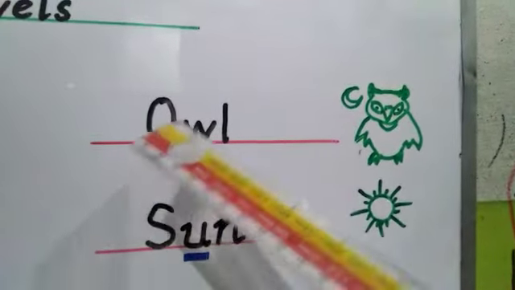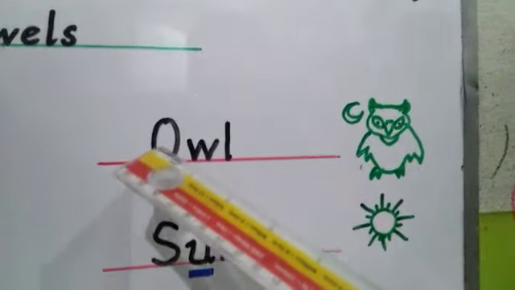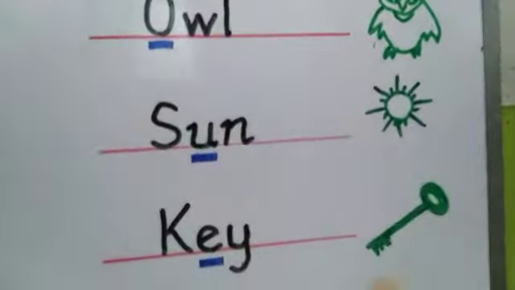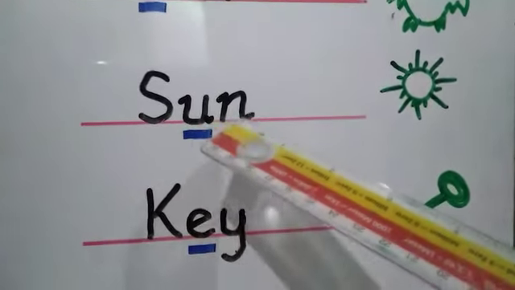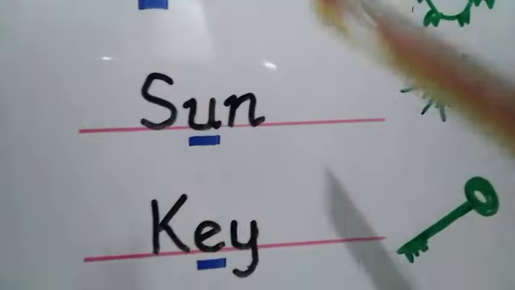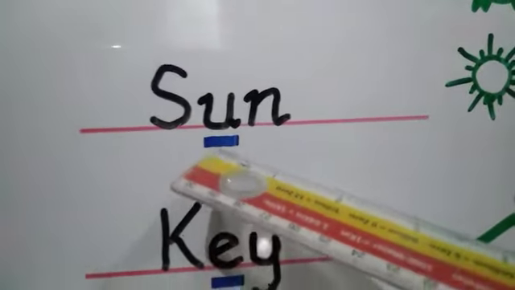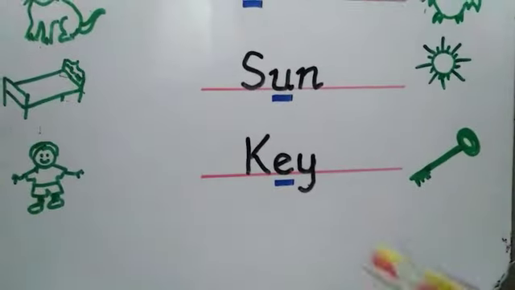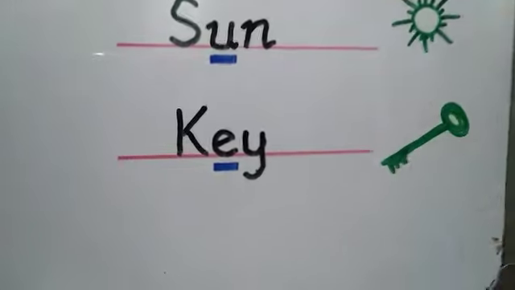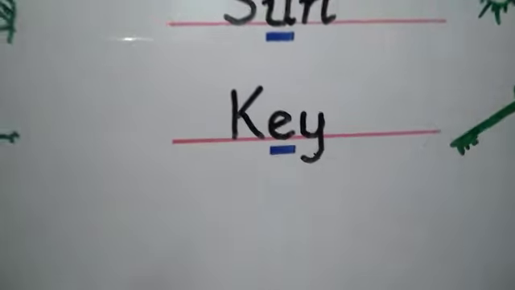And O-W-L, owl. In this word, O is a vowel. S-U-N, sun. And where is the vowel? Vowel is between S and N, I mean U. U is a vowel here. And the last word is key. K-E-Y, key. And in this word, E is a vowel.